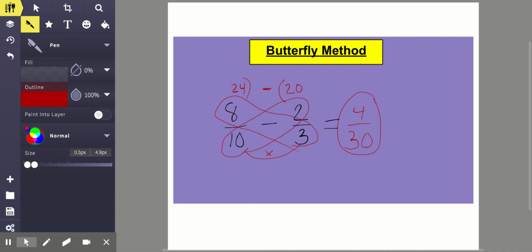We can also actually simplify this. We have two even numbers here. So we can actually divide this by 2 to get a simplified answer if we'd like. So I'm just going to divide the top and the bottom numbers by 2, which will give me an equivalent fraction. 4 divided by 2 is 2, and 30 divided by 2 is 15. So our answer is 4/30, or simplified 2/15. That was the butterfly method.